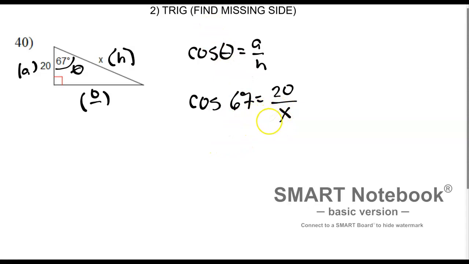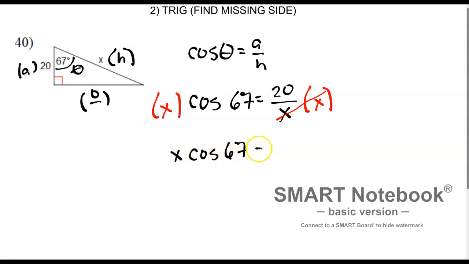So what do we do here? We can pause the video, but real quick, you guys know that since you're dividing by x, the opposite is multiply by x. Why? So that it can cancel. Now we have x cosine 67 equals 20. And the next thing we do here is we want x isolated, so we're gonna divide by cosine 67.